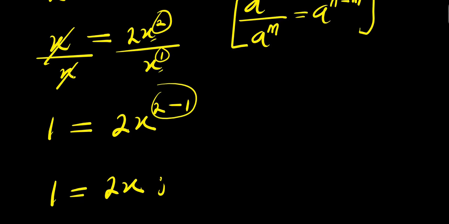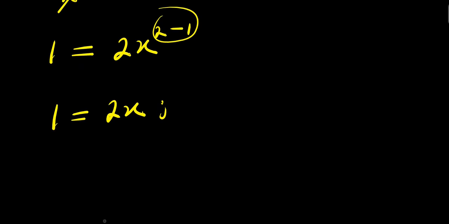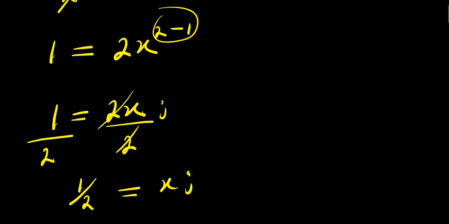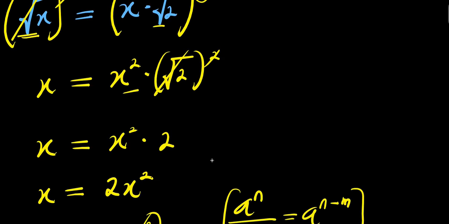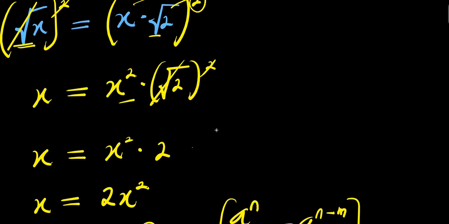We can solve for x here by dividing this by 2, dividing this by 2. 2 cancels 2, I have 1 over 2 equals x, meaning that x equals 1 divided by 2. Now, at this point, I can also solve it differently.